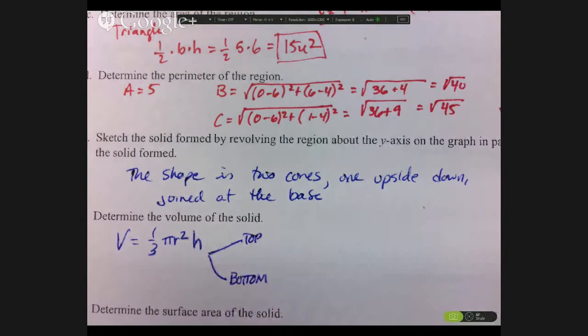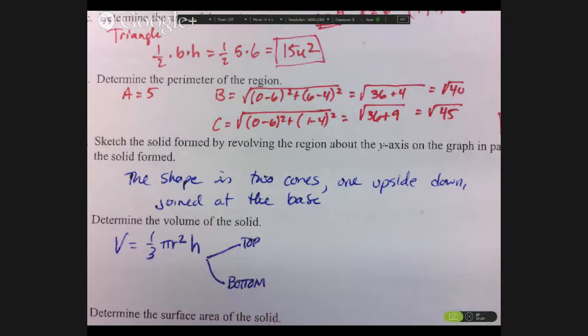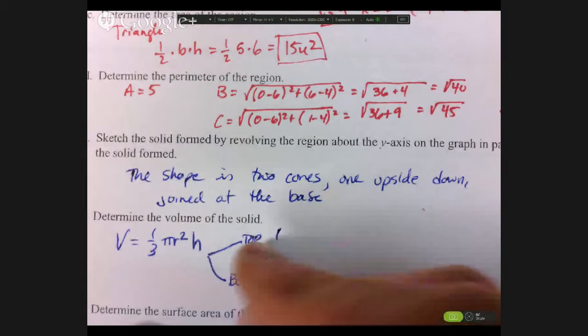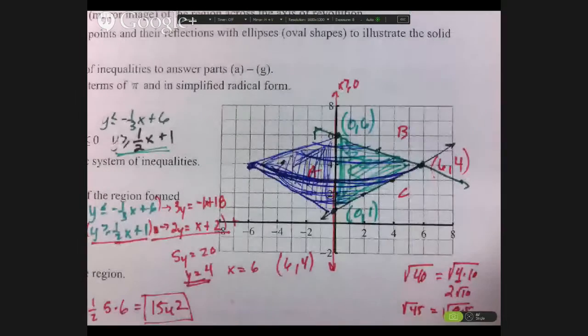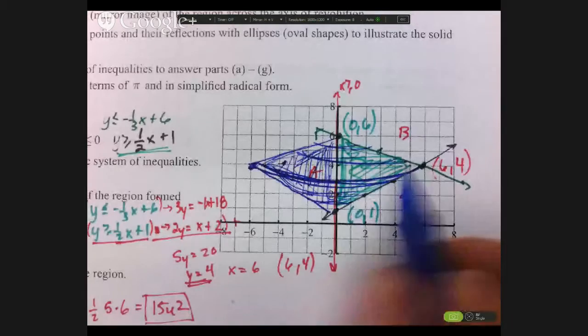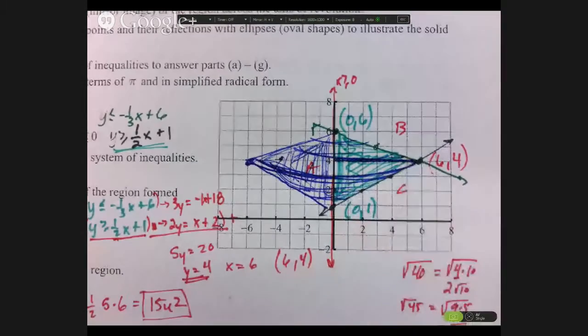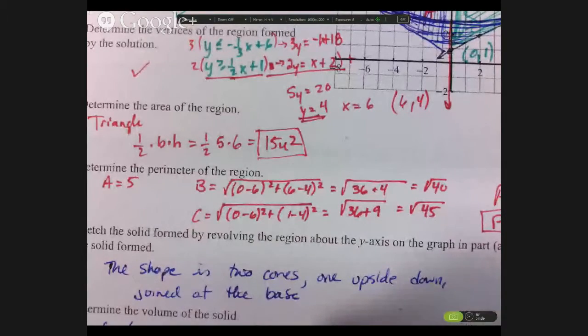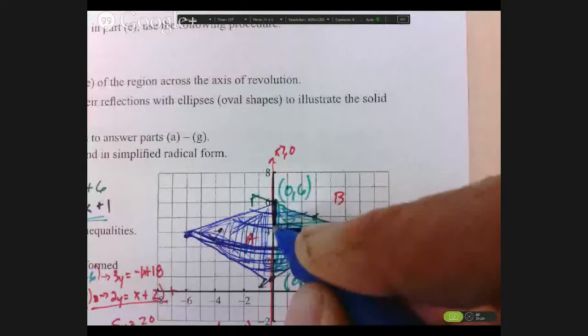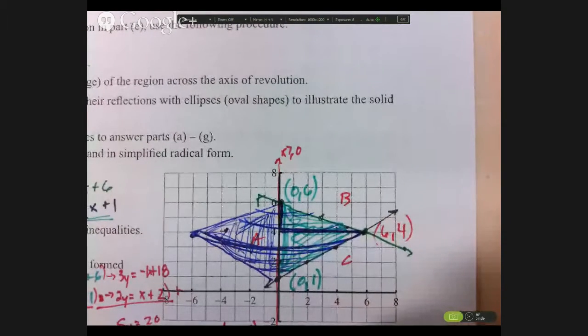We have a top and a bottom, right, that are different sizes. Yep. What's the radius of the top cone? It's from here to here. 6. And the height of that cone? 2 is correct.